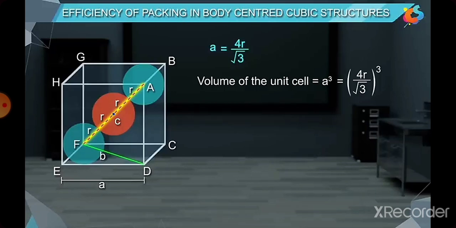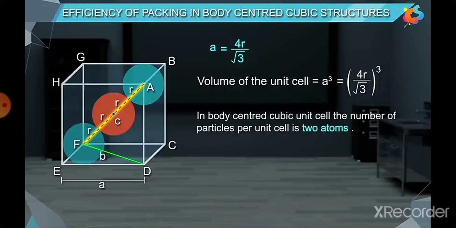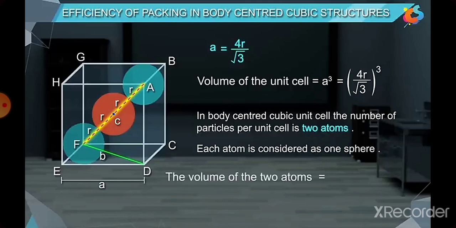In body-centered cubic unit cell, the number of particles per unit cell is 2 atoms. Each atom is considered as one sphere. The volume of 2 atoms is equal to 2 into 4 by 3 pi r cube, which is equal to 8 by 3 pi r cube.